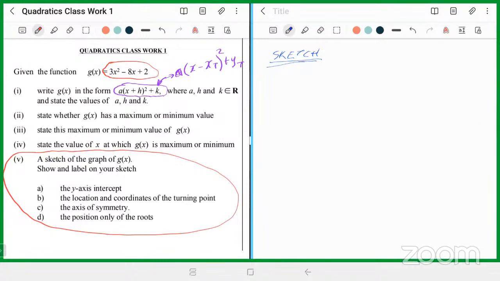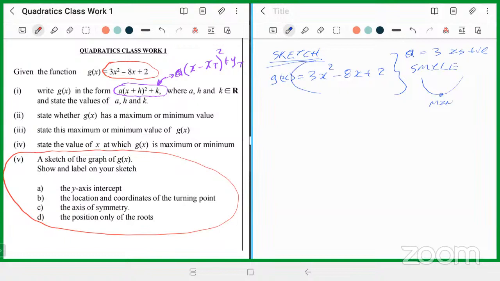All right, so the standard form, which is g of x equals 3x squared minus 8x plus 2. Because this a is positive, we know that it's going to have a smile shape, because the a, which is equal to 3, is a positive value. We're going to have a smile shape graph. The graph is going to smile. When it smiles, it has a minimum value. So it's going to smile and have a minimum point.